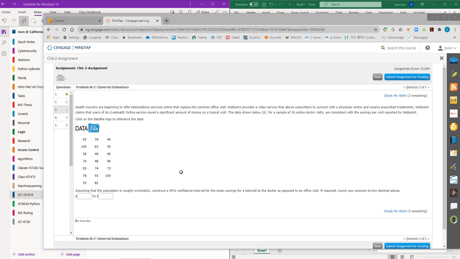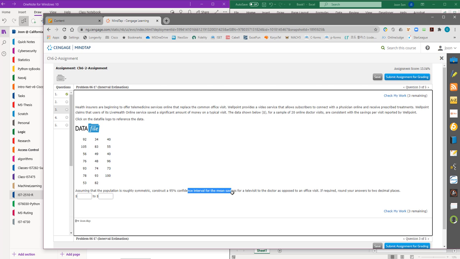Okay, so let's look at problem number 3. Problem number 3 is to construct a 95% confidence interval for the mean savings for the televisit to the doctor as opposed to an office visit. Let's read the problem. Health insurers are beginning to offer telemedicine services online. They replace the common office visit. WellPoint provides a video service that allows subscribers to connect with a physician online and receive prescribed treatments.